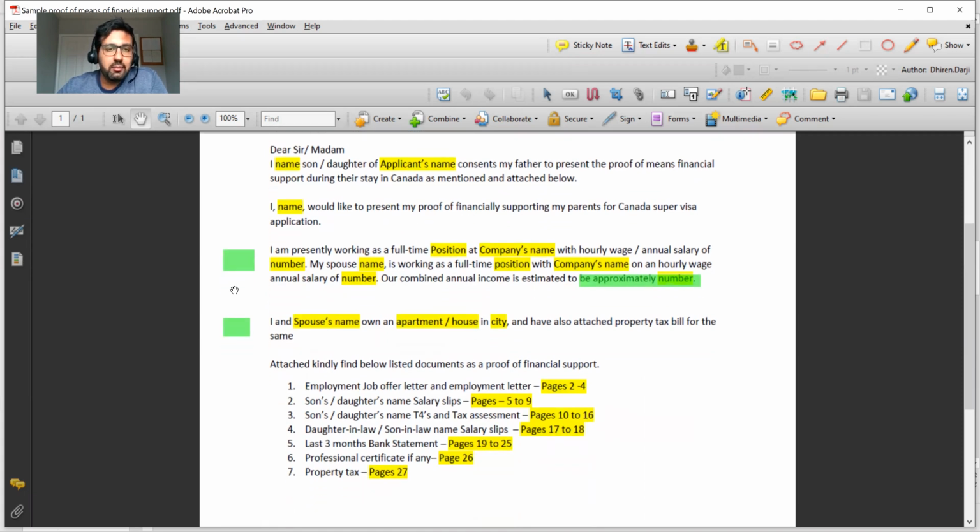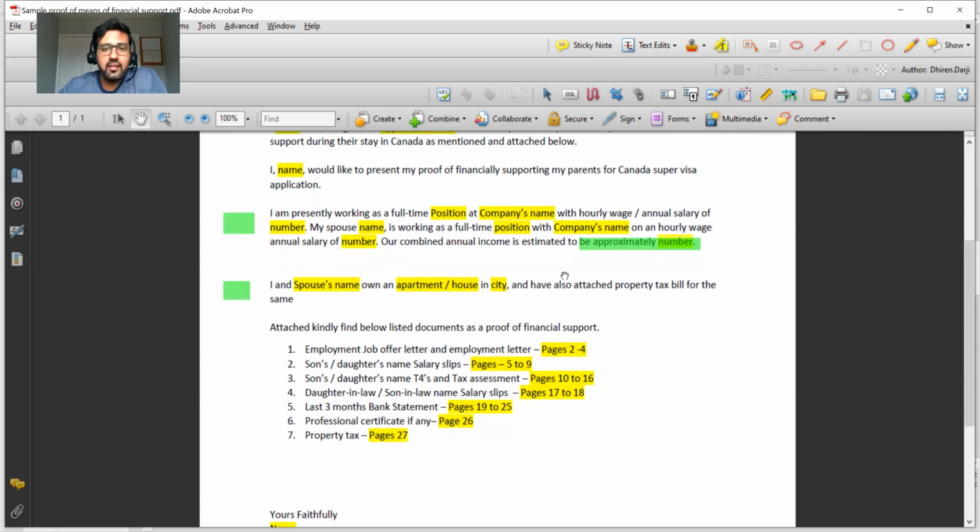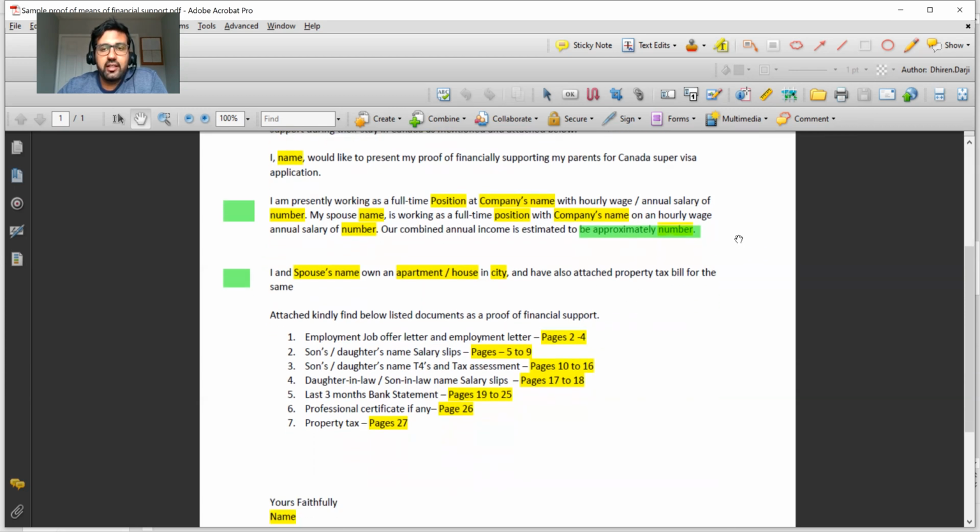So the main thing that needs to be provided is where you are working, what is your salary, and whether you are working full-time or part-time, and just an approximate number of the combined annual income of a husband and wife over here in Canada. So they will get an idea of what their income is and how much the expenses will be.